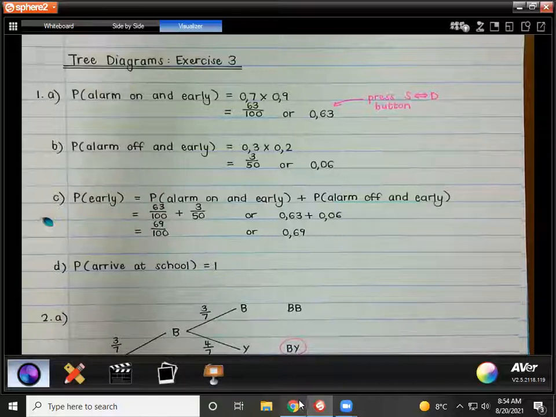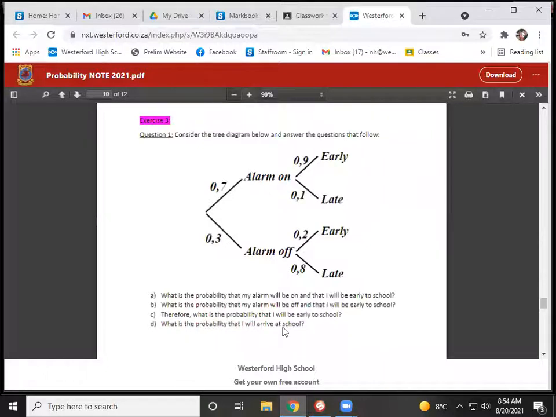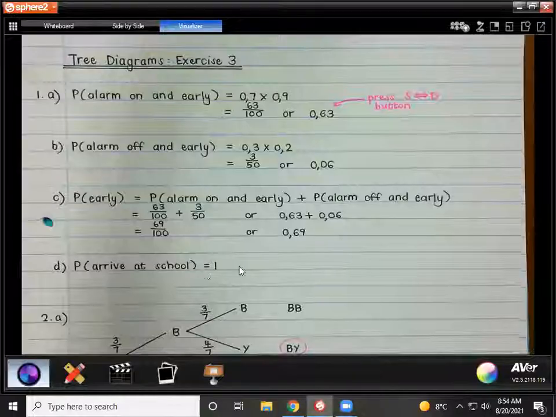Okay, then D was the last question. What is the probability that I will arrive at school? Now, guys, obviously in real life, sometimes you don't get to school. You're sick, you don't get to school, whatever. But we need to go on what they've given us. We're not going to think, oh, when I am sick sometimes, then I'm not going to go to school, so the probability can't be 1. We need to go on what they've given us. And are they saying anything here about not arriving at school at all? No, so we need to assume what's given here is that this person will definitely arrive at school. Whether they're early or late, they're going to get there eventually. So that is why that probability is 1.